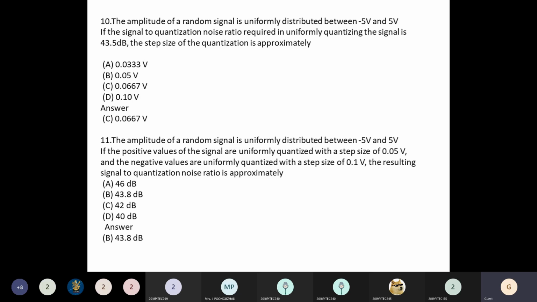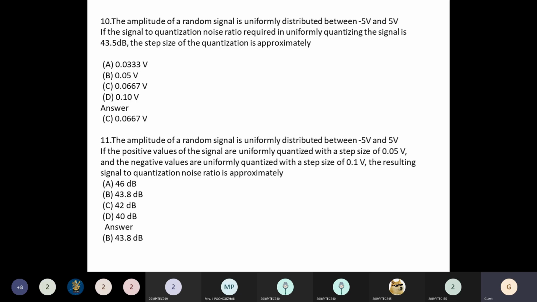I read the question once again. The amplitude of a random signal is uniformly distributed between minus 5 volt to plus 5 volt. If the positive values of the signal are uniformly quantized with a step size of 0.05 volt and the negative values are uniformly quantized with a step size of 0.1 volt, the resulting signal to quantization noise ratio is approximately option A 46 dB, option B 43.8 dB, option C 42 dB, option D 40 dB. The answer will be 43.8 dB.